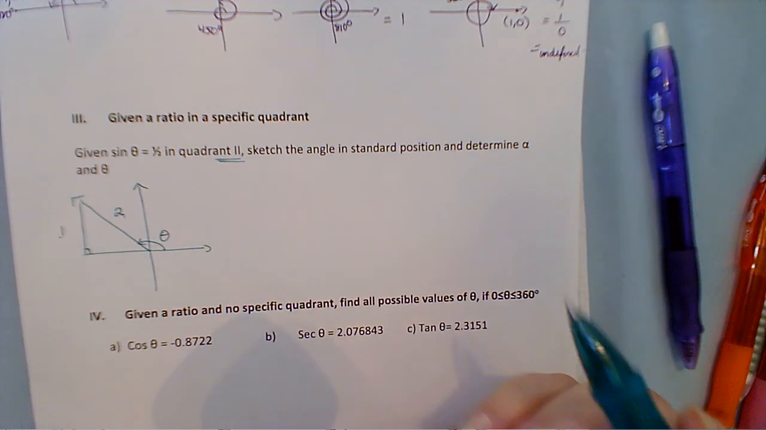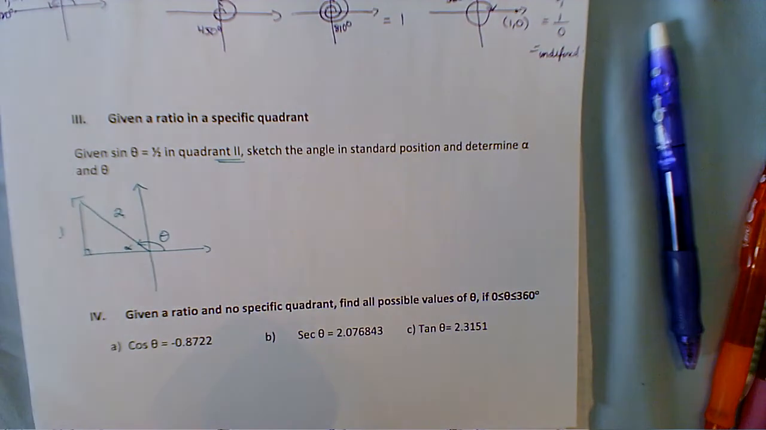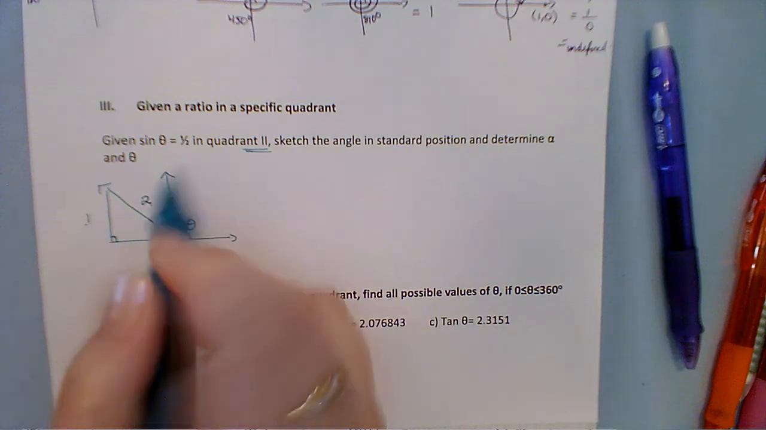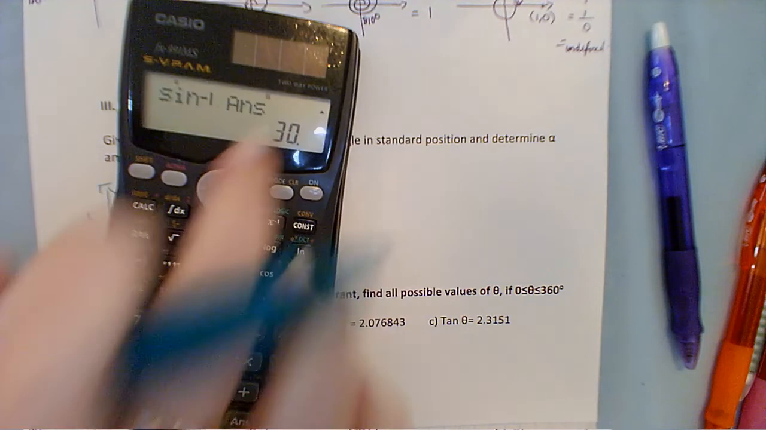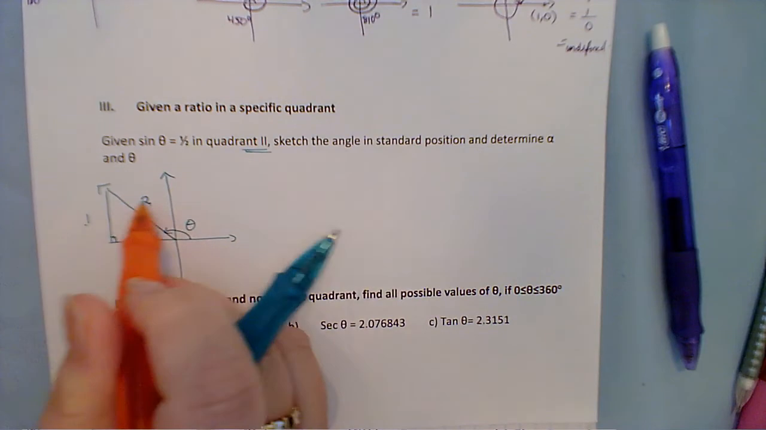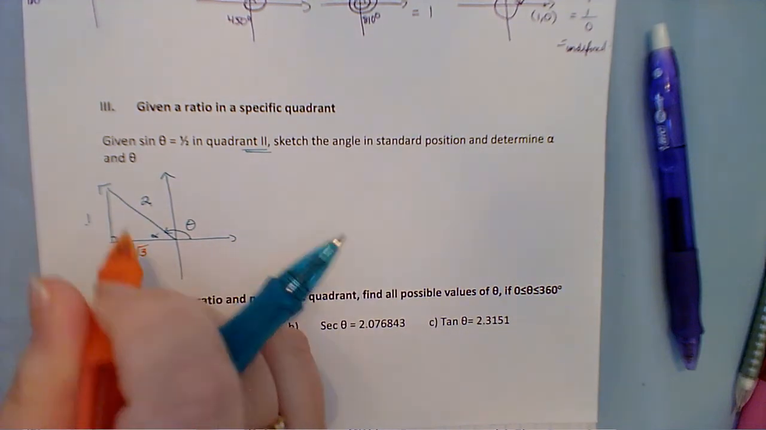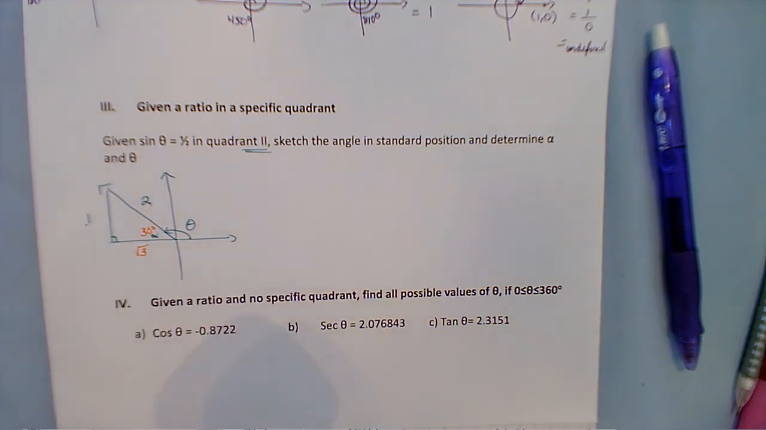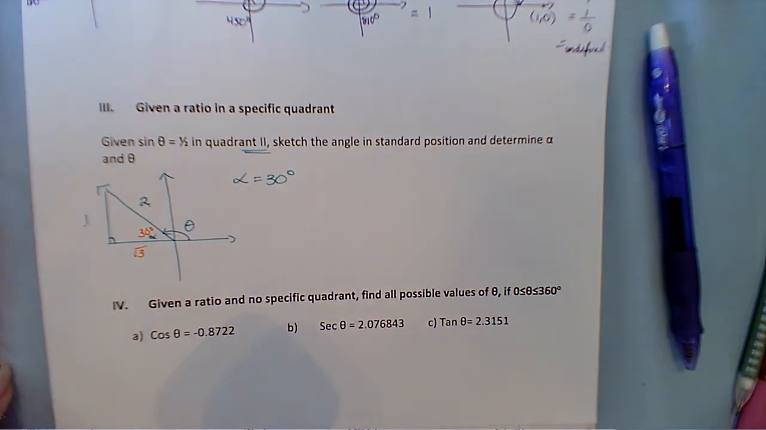Sketch the angle in standard position. Done. I already did that. And determine alpha and theta. So it wants us to figure out what those amounts are. Now, if you didn't recognize these numbers, you would pick up your calculator and go 1 divided by 2, inverse sine, and you would get 30 degrees. However, hopefully by now you recognize these numbers from your special triangles. They're not random numbers. This side is root 3 down here. So remember, next to the root 3 in the 30-60 triangle is the 30 degrees. So in any case, we get 30 degrees is our alpha.